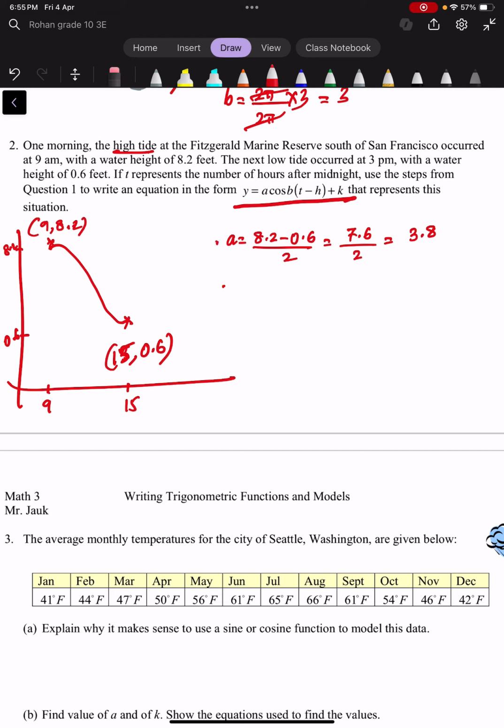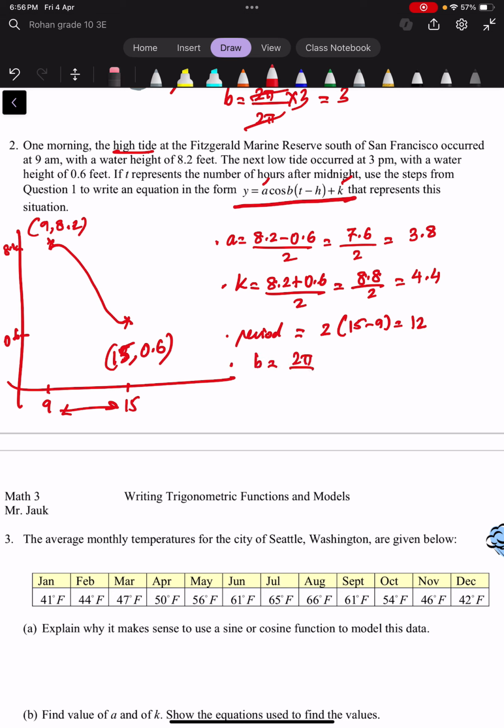So K is 8.2 plus 0.6 divided by 2. That's 8.8 divided by 2, which is 4.4. That's your K. You're using your Y values. Now you need period, before getting your B. So period is 2 times 15 minus 9, which is 12. So period is 12. Therefore, what will your B be? 2 pi upon 12, which is pi upon 6.